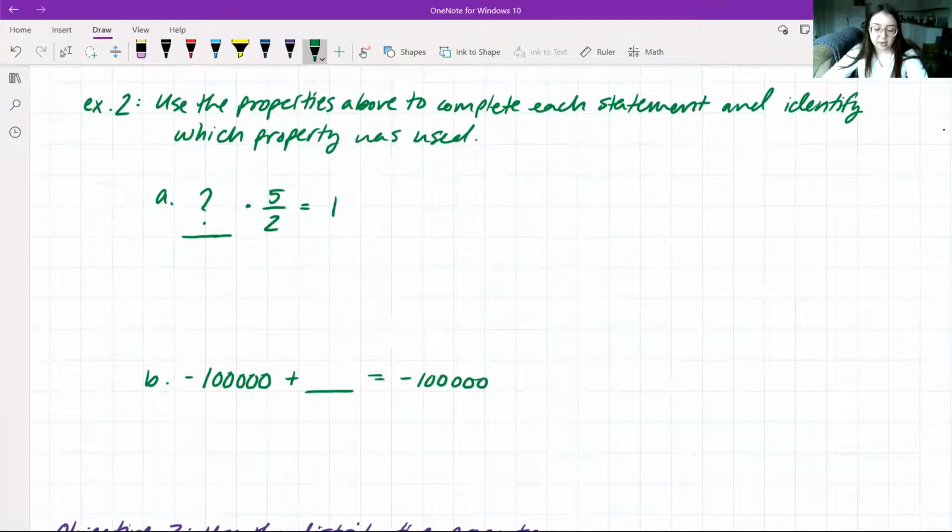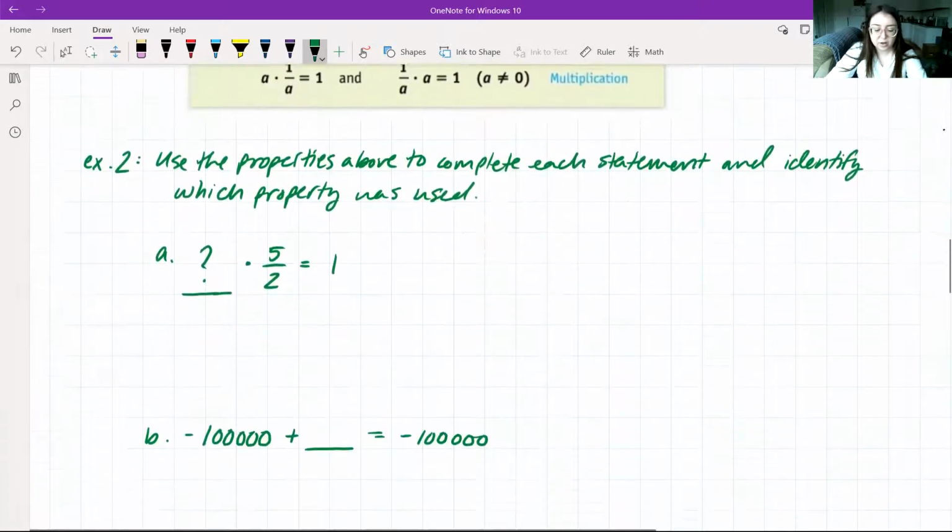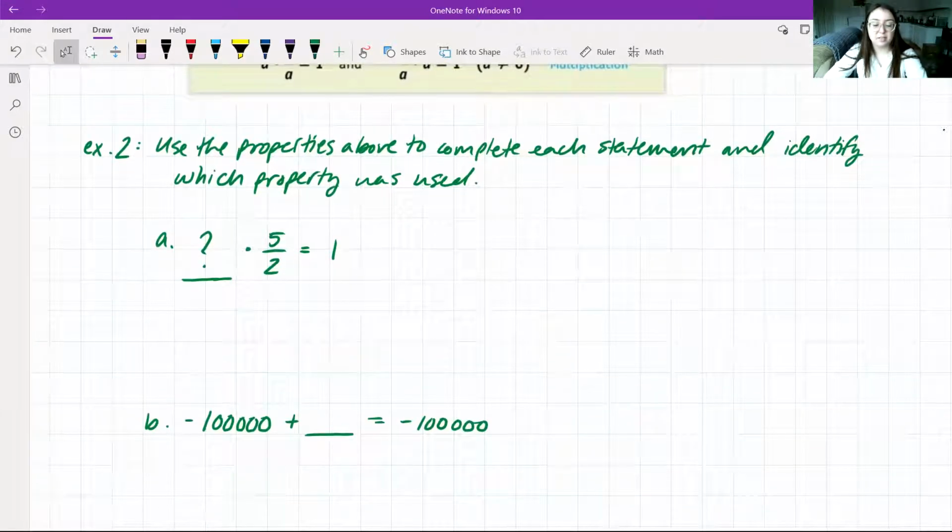So for part A, we have blank times 5 over 2 is equal to 1. So we have 1 here as our multiplicative identity. So we want to know what number we can multiply by 5 divided by 2 to equal 1. And we want to use our multiplicative inverse. Our multiplicative inverse, remember, is the same as saying our reciprocal. And our reciprocal is just that number but flipped. So we would switch our numerator and our denominator, and that would be our reciprocal.